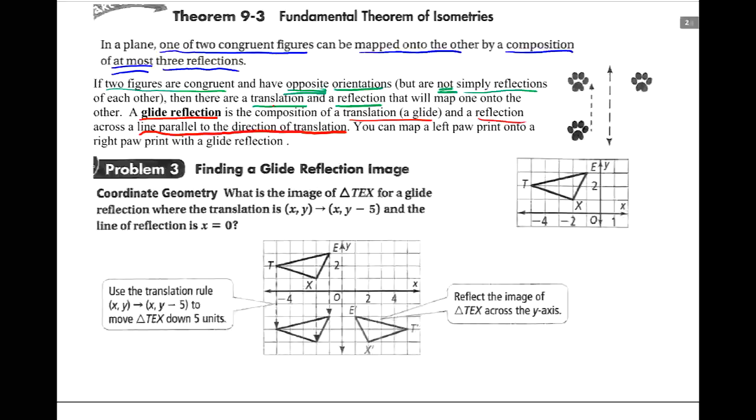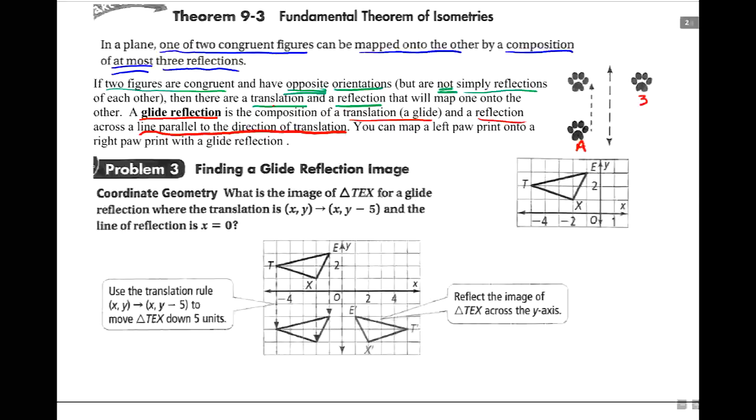So let's look at our paw print here. This is paw print number 1. Shouldn't cover up the only part that they have that lets us show orientation. Here's paw print number 1. Now, how do I get up here to my final paw print number 3?